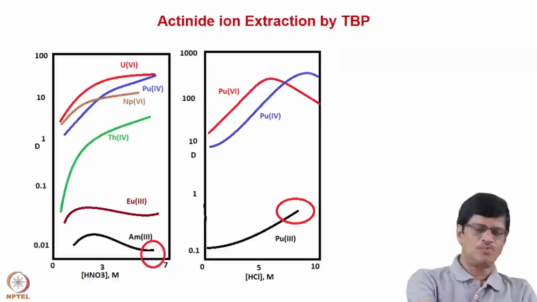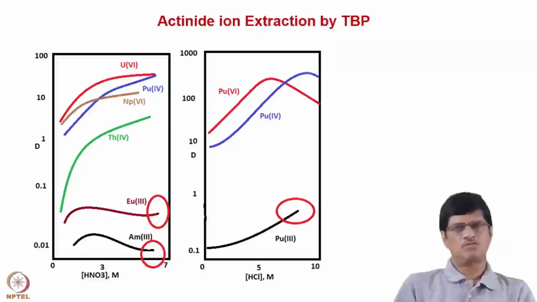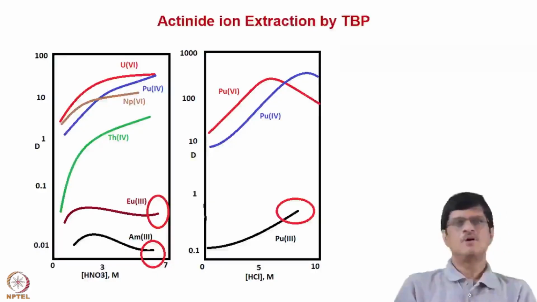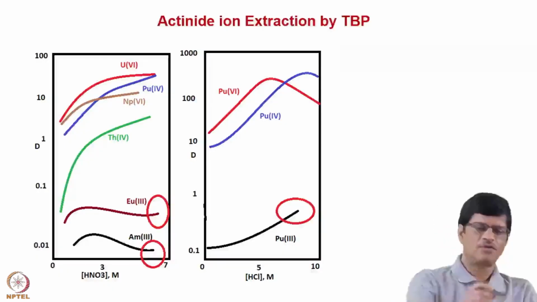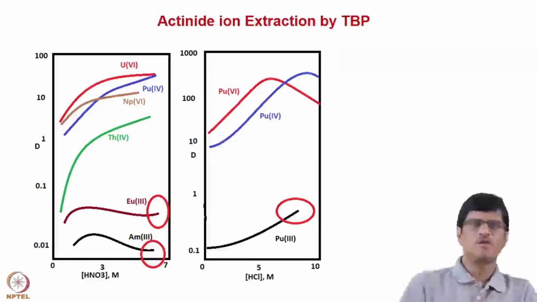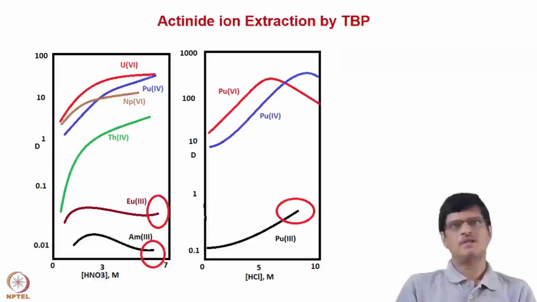Now, europium also is extracted poorly, but higher than that of americium-3. So you get slightly higher extraction of europium compared to americium, maybe around 1 order of magnitude higher. But then at higher concentration of nitric acid, maybe around 5 to 6 molar, you can have a good separation of americium from europium. Thorium extraction, because it is a tetravalent ion, with nitric acid is very good. And plutonium-4 extraction is even more than that of thorium because of the ionic potential.